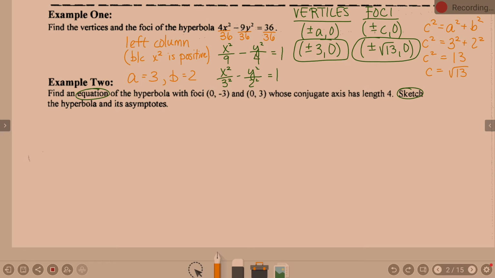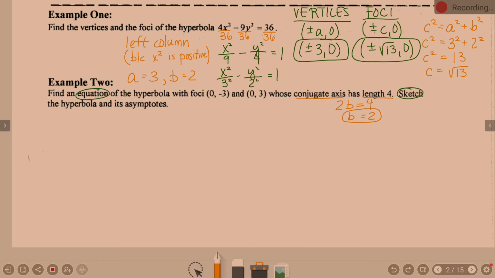So the conjugate axis is equal to 2b, with a length of 4. We can do some pretty quick math right there. Conjugate axis, length 4. Check your chart. We don't have to know which column we're in here. 2b is always the conjugate axis, so if 2b is 4, then we know that b is 2. We can find C with our foci.